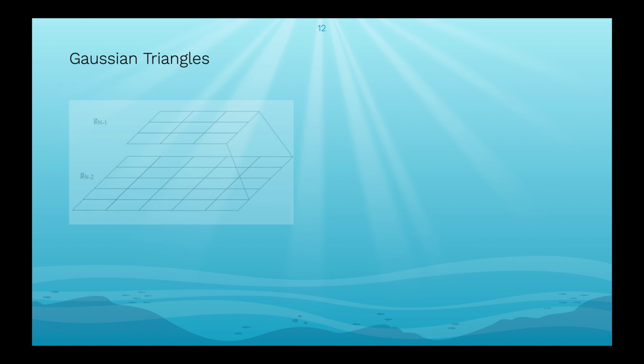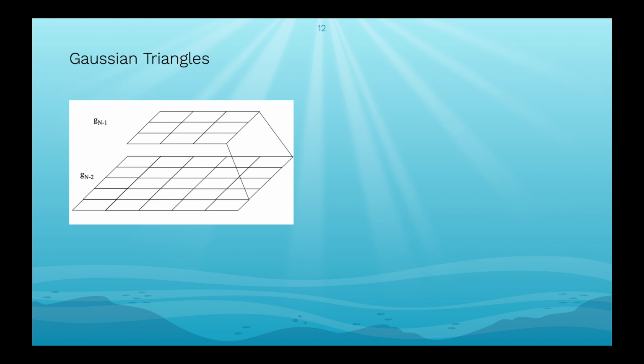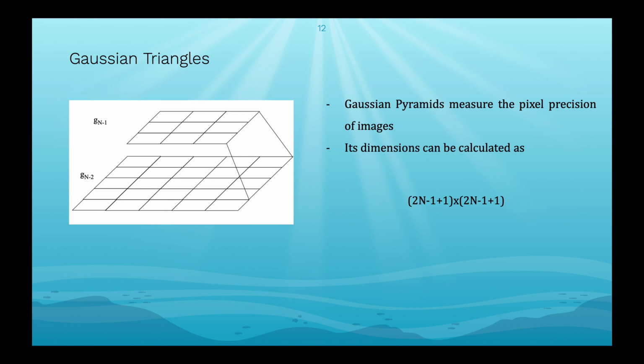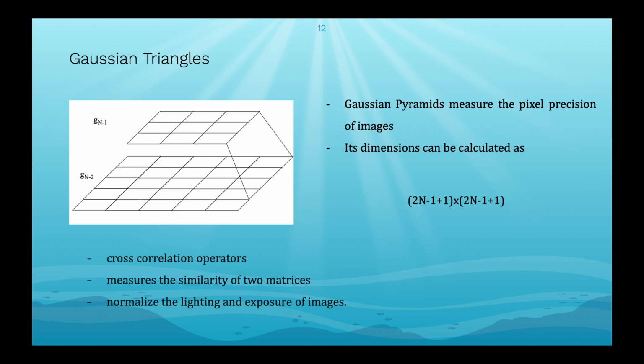Now I want to talk about Gaussian pyramids. So the pyramids measure the pixel position of images, and its dimensions can be calculated with this equation right here. So the reason why we care about this is that the cross correlation operators measure the similarity of 2 matrices, and that normalizes the lighting and the exposure of images.